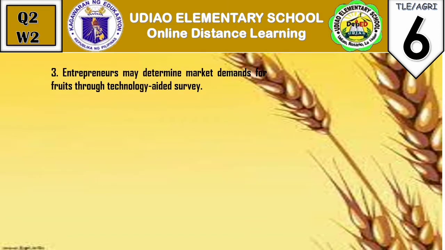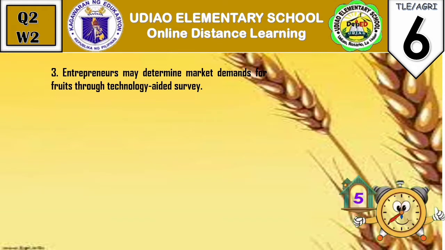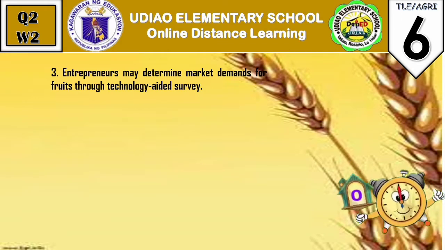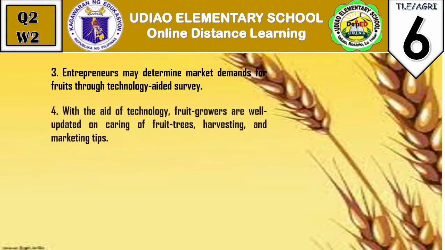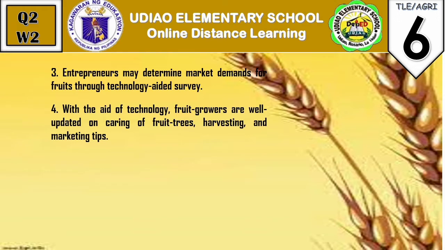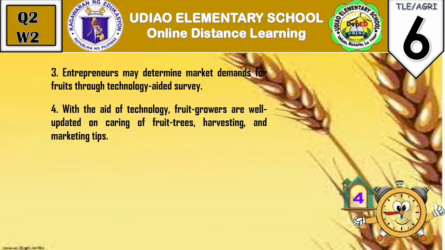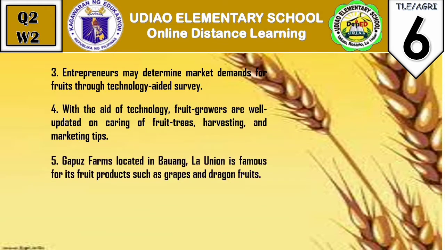Number 3. Entrepreneurs may determine market demands for fruits through a technology-aided survey. Number 4. With the aid of technology, fruit growers are well updated on caring for fruit trees, harvesting, and marketing tips. Number 5. Gapus Farms located in Bawang, La Union is famous for its fruit products such as grapes and dragon fruits.